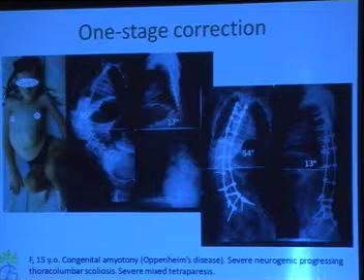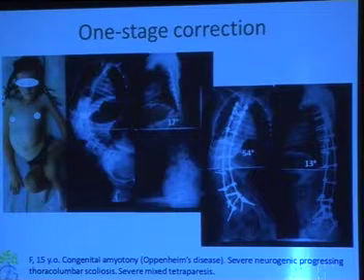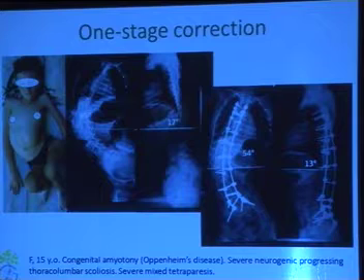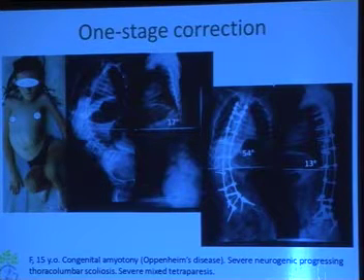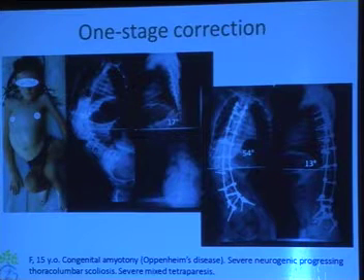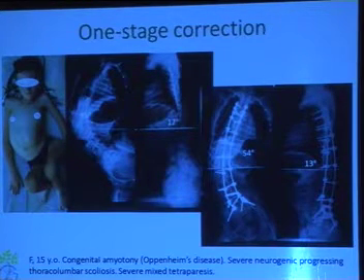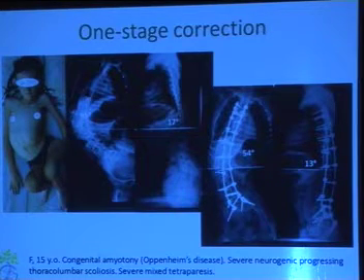One-stage correction. For example, Oppenheim disease, severe neurogenic progressive scoliosis, severe mixed paresis, right angle of deformity. We used only posterior deformity correction. The patient was able to sit after operation.